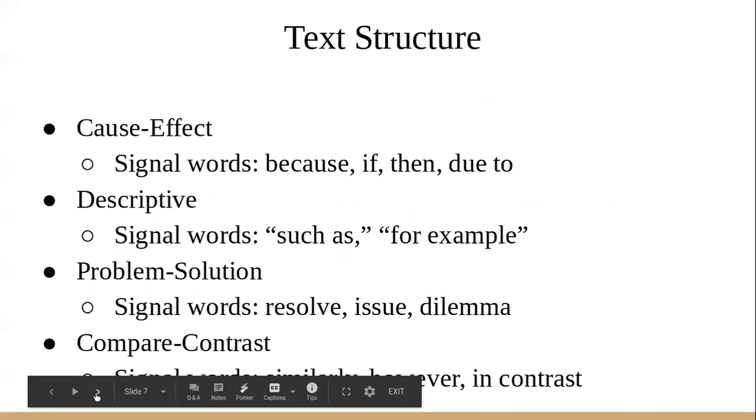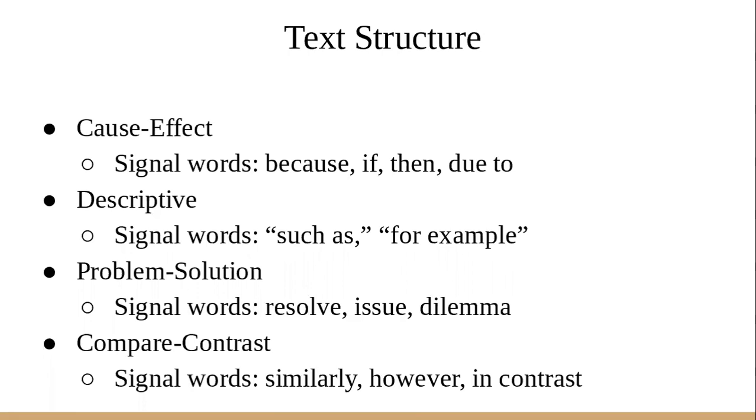Next, we'll go into text structure. So cause and effect is typically an analysis looking at reasons and outcomes of a situation. Some signal words are because, if, then, due to. Descriptive: describing a person, place, or object to create a clear image for the reader. Some signal words are such as, for example.